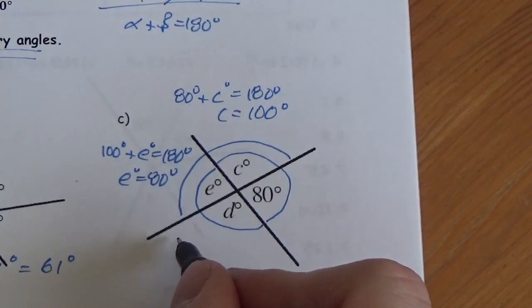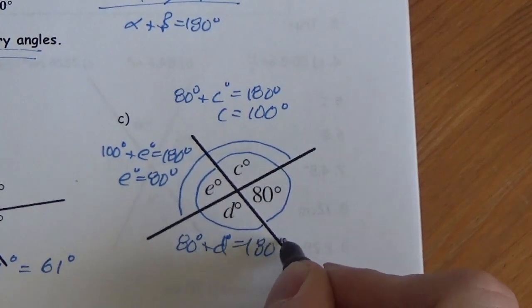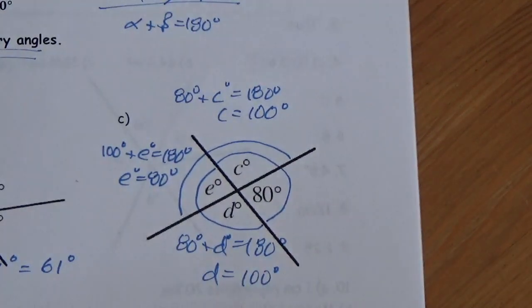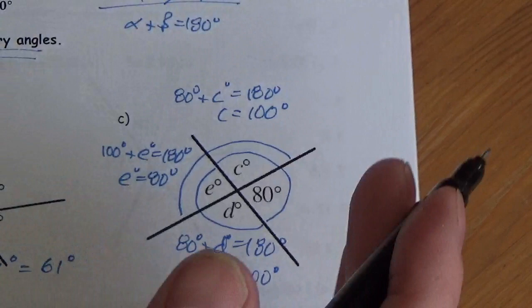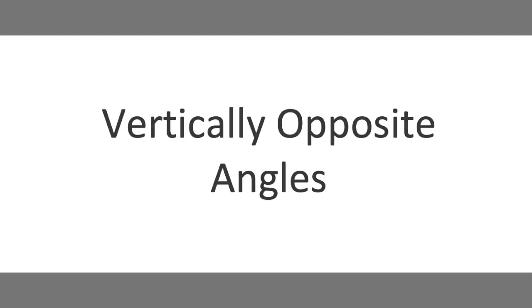So I know that angle E, which is 80 degrees, plus D has got to equal 180 degrees. So D must be 100 degrees. So just by applying that rule repeatedly, I can go all the way around that full circle there. And this actually leads to this next idea that we're going to look at.